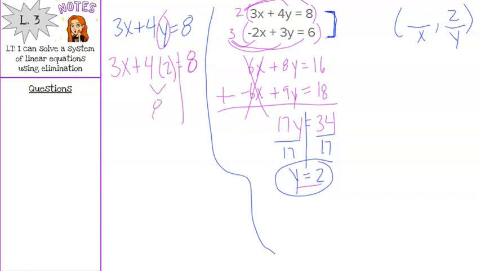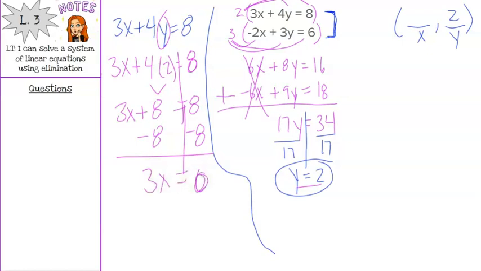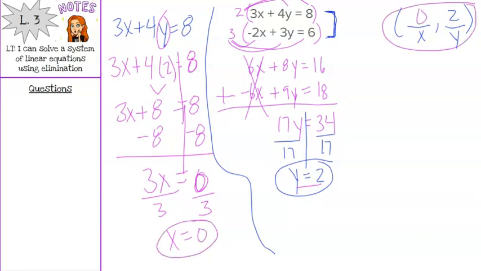4 times 2 is 8. So we have 3x plus 8 equals 8. Subtract 8 from both sides to get x by itself. We get 3x equals 8 take away 8, which is 0. So then divide by 3 on both sides, and we get x equals 0 divided by 3 is 0. So our coordinate point would be 0, 2.